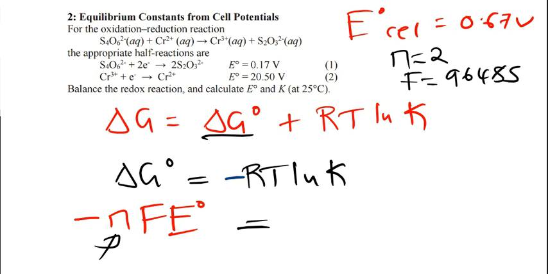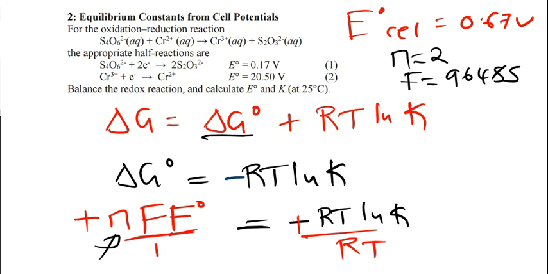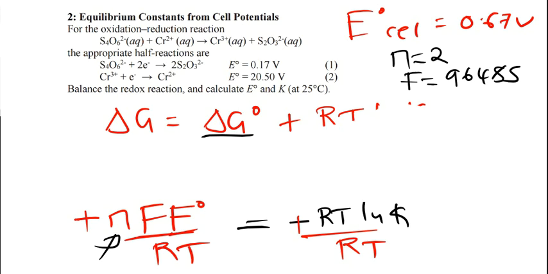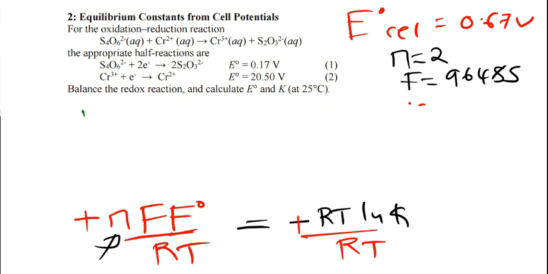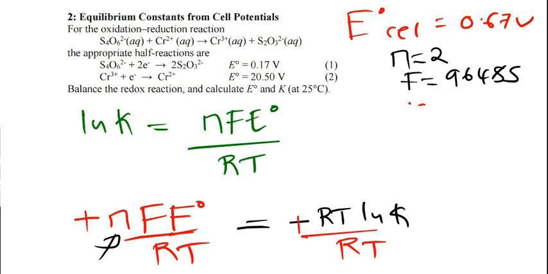So then minus RT natural log of K. You can actually notice a few things. The negatives can divide, so that you just have positives. Then divide both sides by RT. Okay, so what will remain ultimately is the fact that the natural log of K is equal to nFE° over RT.